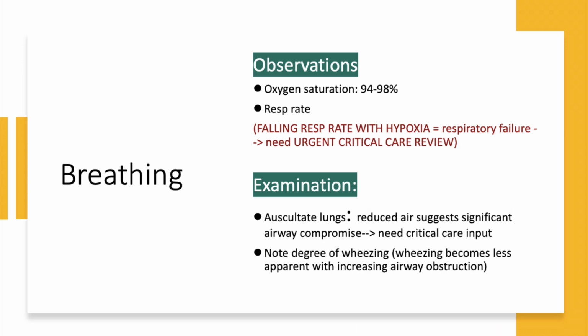We would then check the patient's respiratory rate, remembering that a respiratory rate greater than 25 indicates severe or life-threatening asthma. However, it's important to also note that if the respiratory rate starts falling and the patient is hypoxic, this indicates respiratory failure. So you would want to get critical care on board immediately. Under your breathing assessment, you would also want to examine the patient. So auscultate the lungs and note if there is reduced air entry, and also note the degree of wheezing.